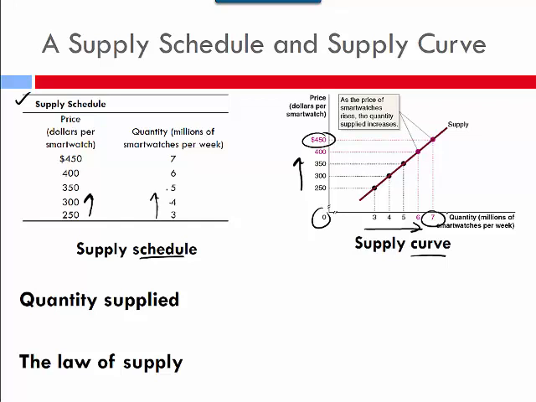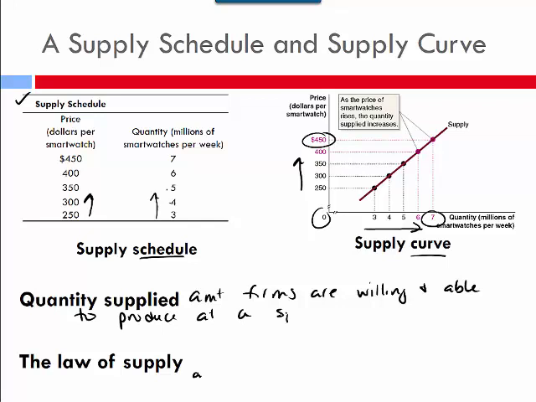The quantity supplied is defined as the amount that firms are willing and able to produce at a specific price. Okay? Again, the quantity supplied is linked to a specific price, just like the quantity demanded was linked to a specific price.